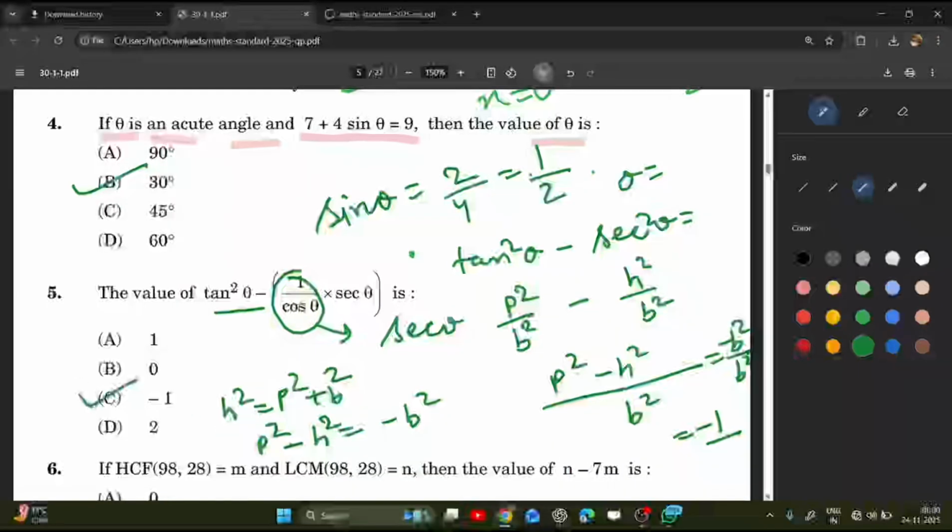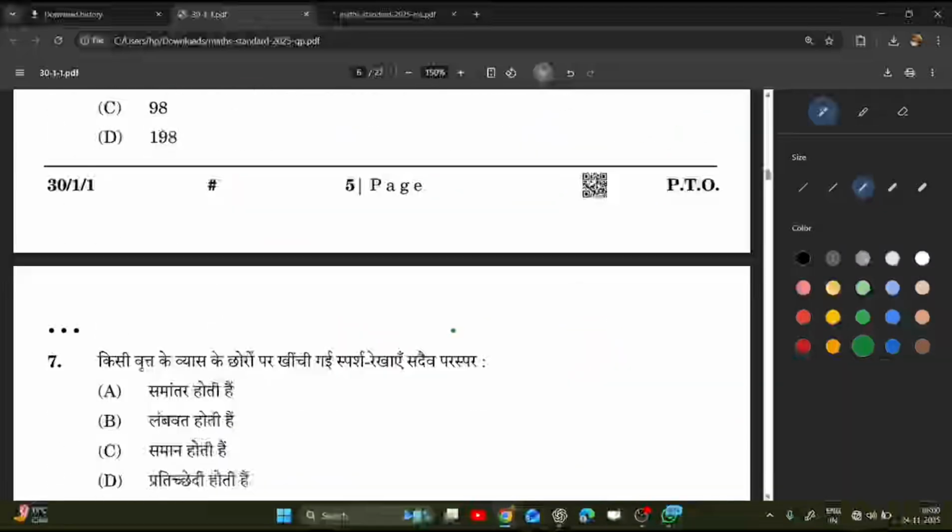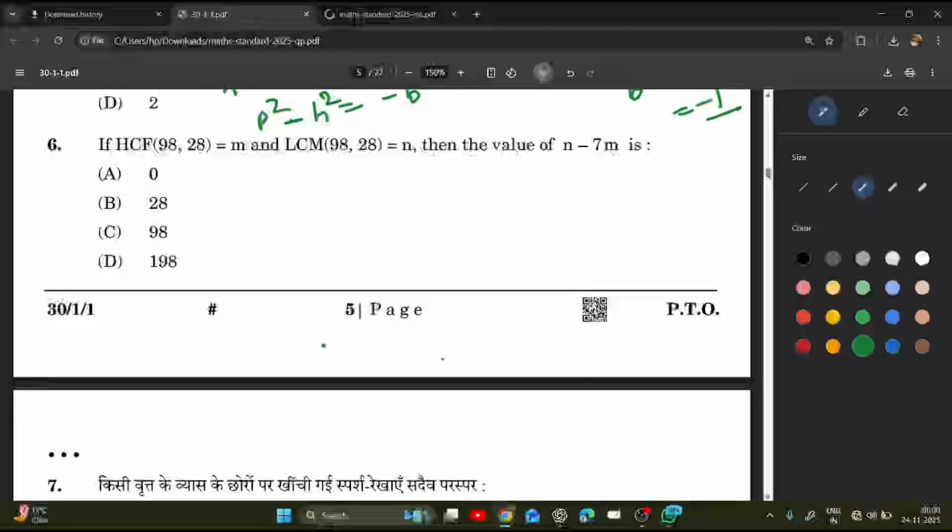So here the option will be C. Now the sixth question. There are two numbers here, 98 and 28. The HCF of these two numbers is m and the LCM is n. Then the value of n minus 7m is.